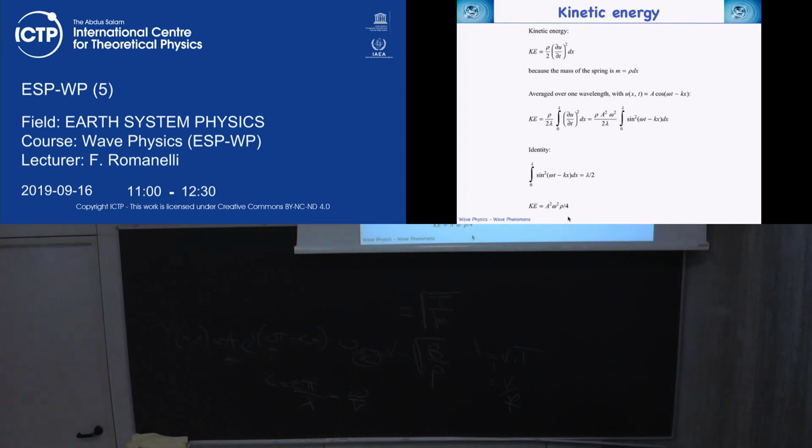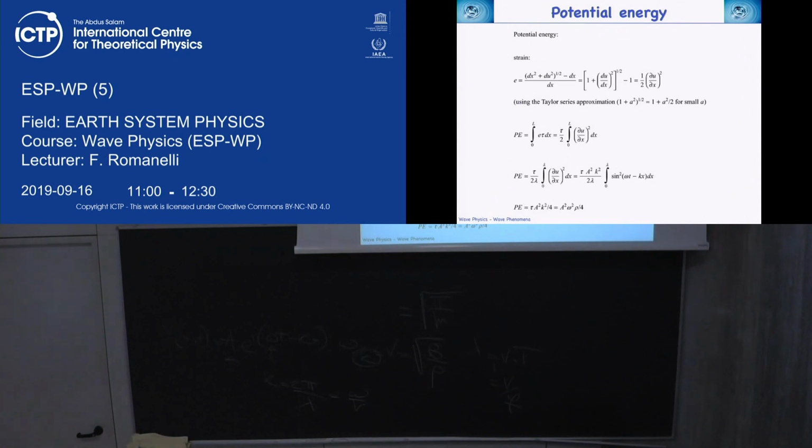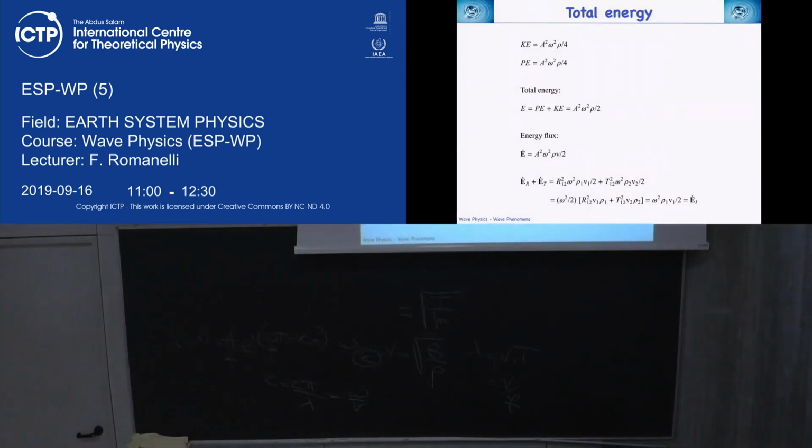Okay, what about potential energy? It's a little bit more tricky because we have to compute the force and the work that we are doing trying to wiggle the string against the tension. That's why I don't want to enter into the details, but if you do the computations over one wavelength, what you get is exactly the same. Now, given this definition, if you look for energy conservation at the junction, it works. Because you can demonstrate that the incoming energy flux is equal to the outgoing energy flux. Okay?